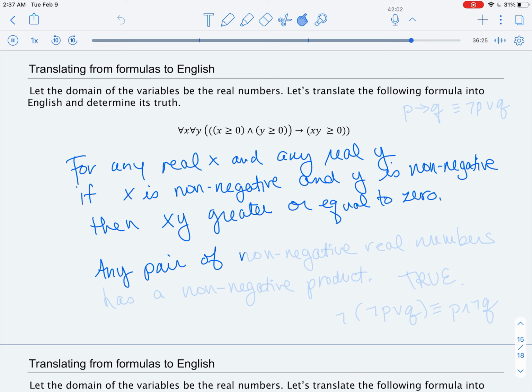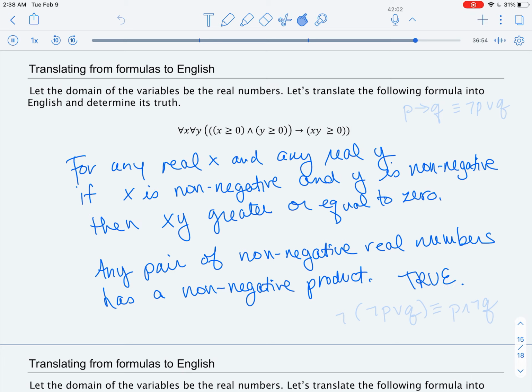of non-negative real numbers has a non-negative product. And this statement is true.